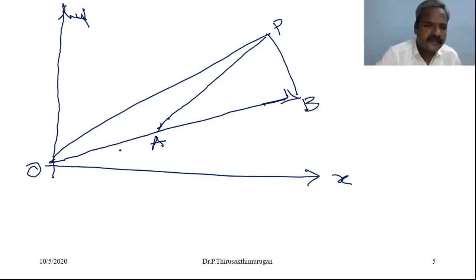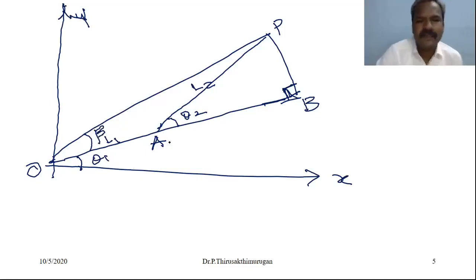Okay, this angle is theta 1. This angle is theta 2. I am making this a right angle triangle. So this is link length L1. This is link length L2. Am I right? According to this, I'm putting this angle as beta.